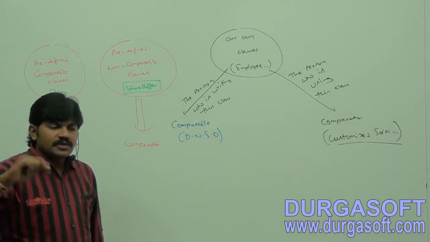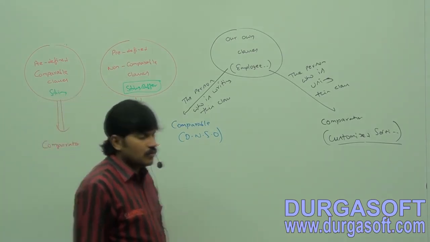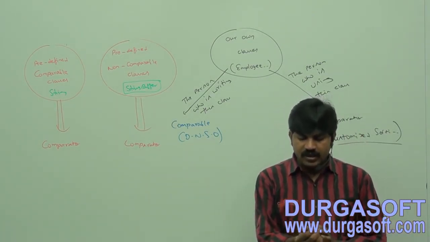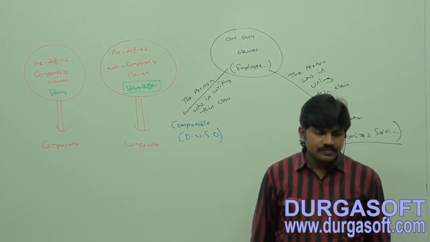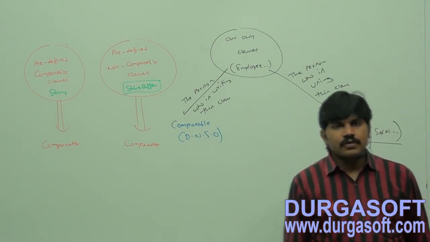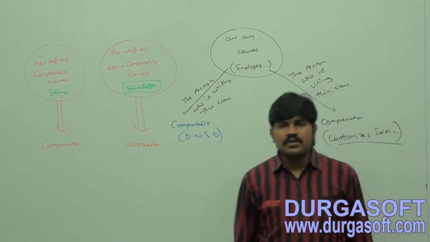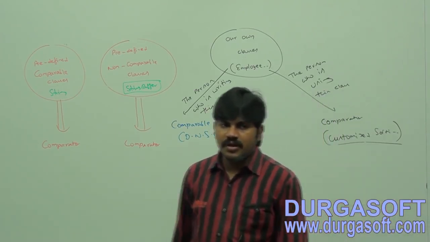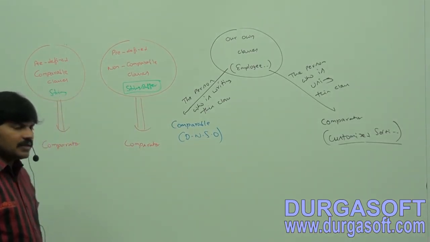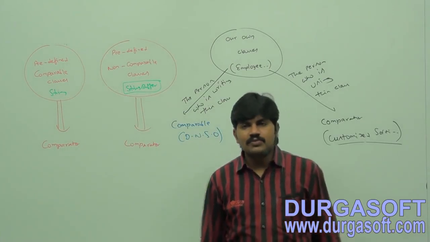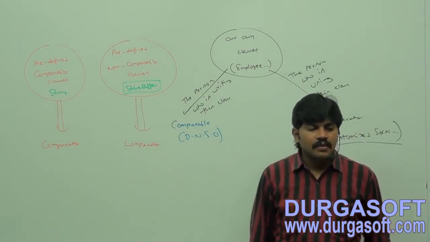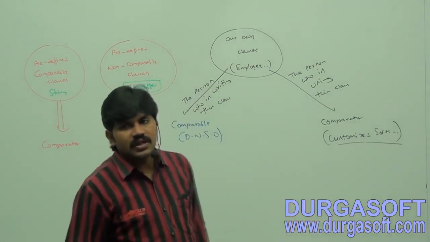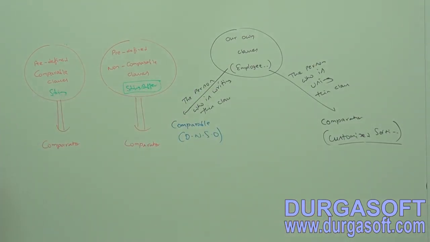Next para. The person who is using our class, if he is not satisfied with the default natural sorting order, then he can define his own sorting by using comparator. That's all.